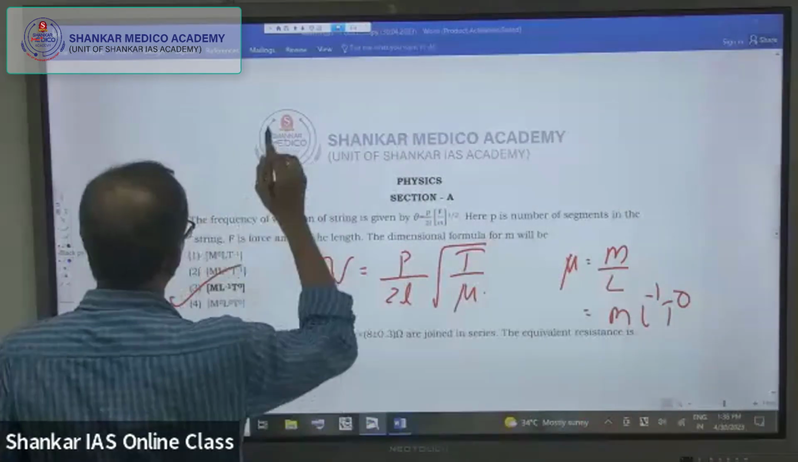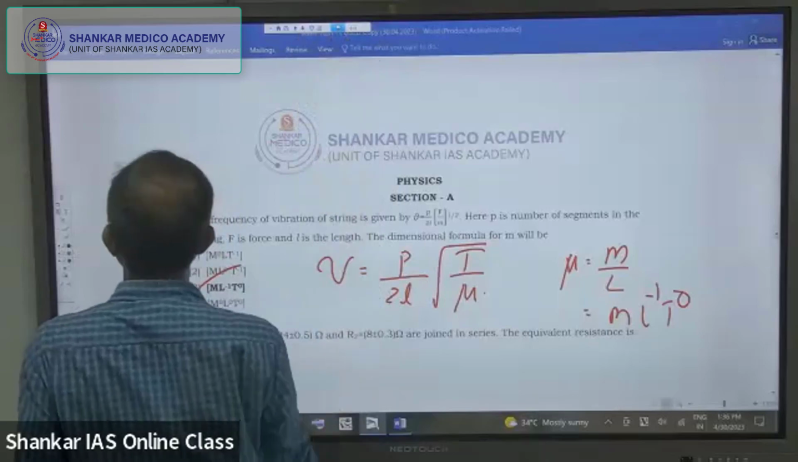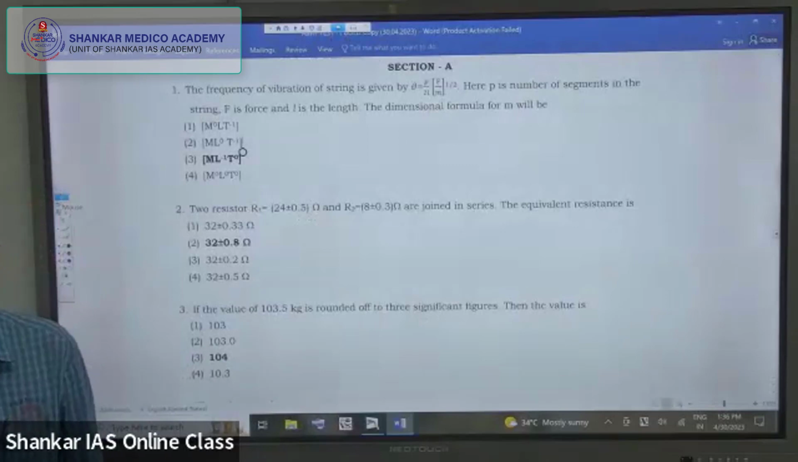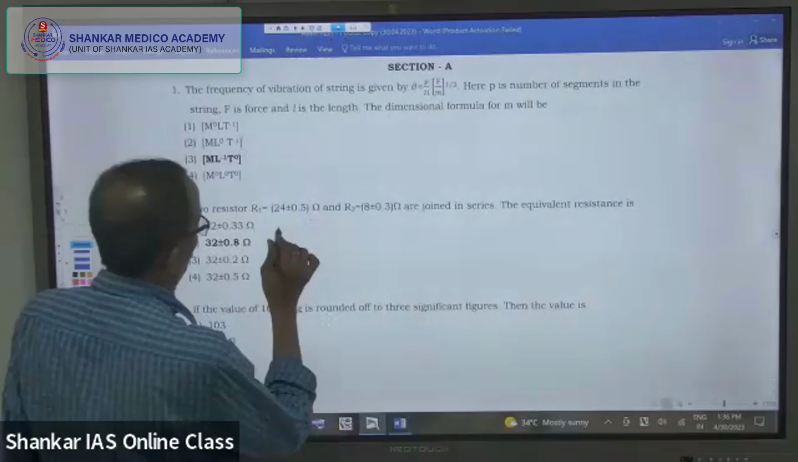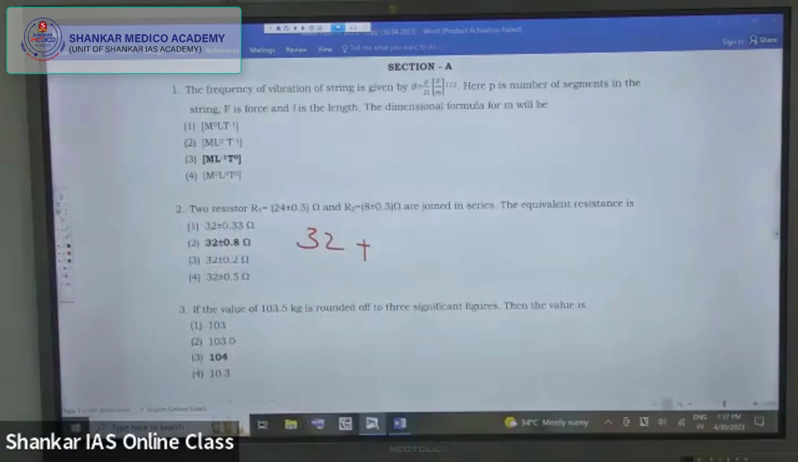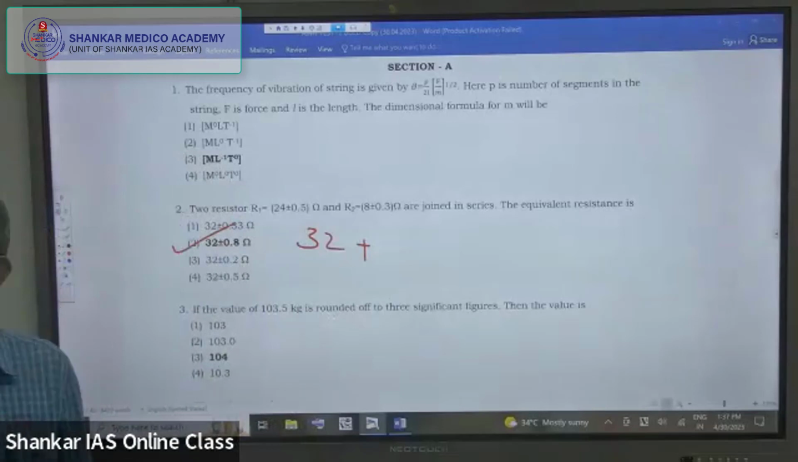Next is two resistors R1 and R2. They are joined in series. Now, R1 is equal to 24 plus or minus 0.5 and R2 is 8 plus or minus 0.3. When they are connected in series, R equals R1 plus R2. So, 24 plus 8, 32, plus. I told you, error is always added. Answer is 2. How many have made this question correct? Okay.